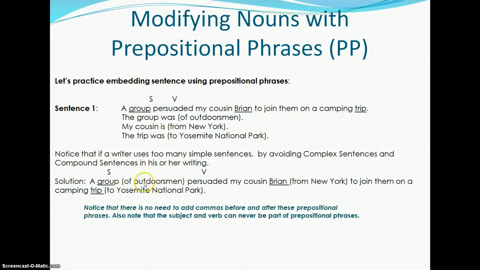So we have a prepositional phrase that is modifying the noun group. We have the prepositional phrase that is modifying Brian, and then we have to Yosemite National Park that is modifying trip. Again, there's no need for commas, and remember that the subject and verb can never be part of the prepositional phrase. So here we have the subject and the verb: group and persuaded.